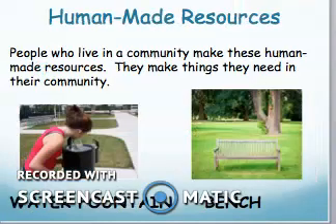So we're going to focus on some human-made resources. People who live in a community make these human-made resources. They make these things that they need in their community to help them. So let's ask ourselves, why do people make these resources? Look at the first picture. It's a picture of a water fountain. Think, why would we need a water fountain?